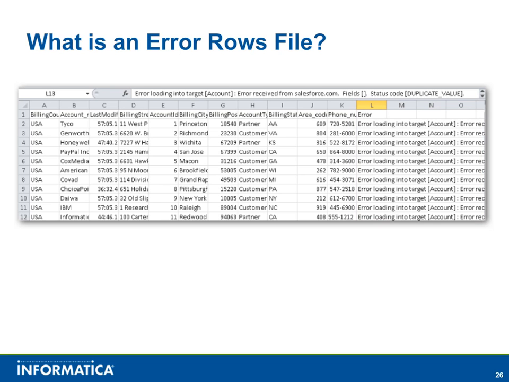Note that this file is actually a preview of the complete error rows file, which resides on the machine where the Informatica Cloud Secure Agent is installed. This file includes the first 25 rows of data and the first 25 columns. Should you need to view the complete error row file, you can access it on the agent machine.